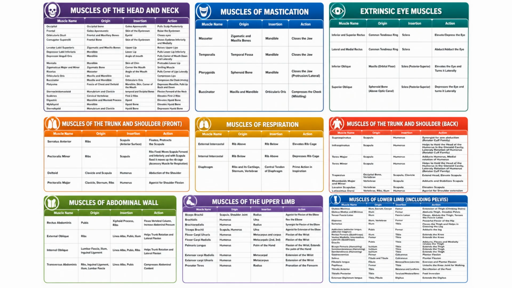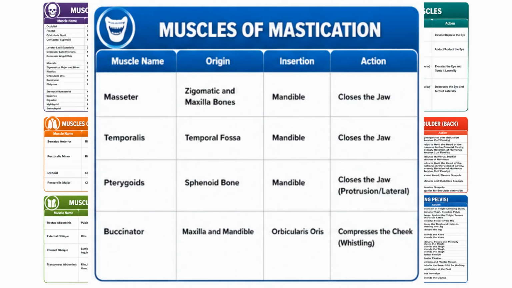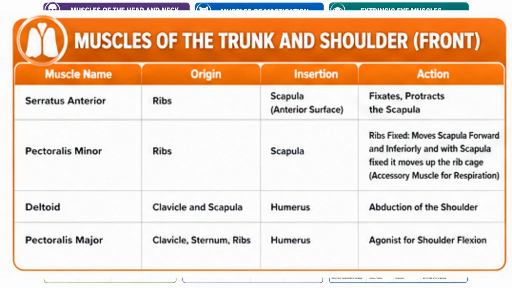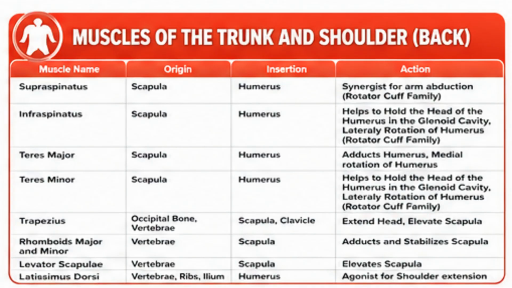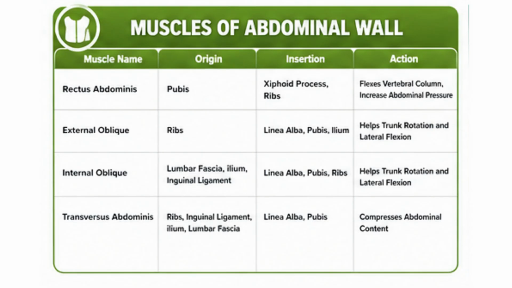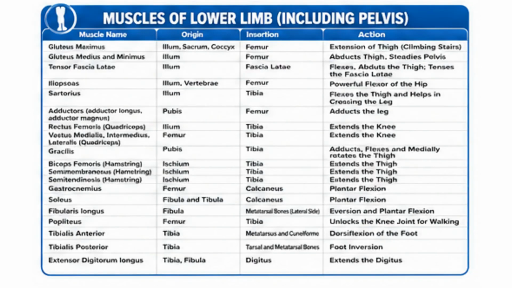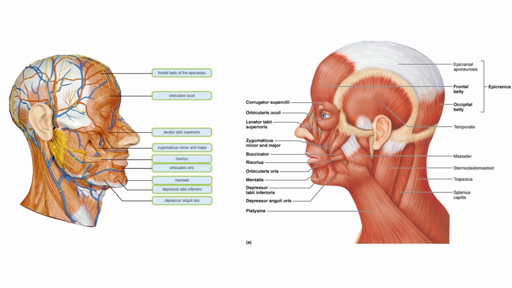its movement. We will identify muscles of the head and neck, muscles of mastication, extrinsic eye muscles, muscles of the trunk and shoulder, front, muscles of respiration, muscles of the trunk and shoulder, back, muscles of the abdominal wall, muscles of the upper limb, and the muscles of the lower limb and pelvis. Let's begin by identifying the muscles of the upper face.